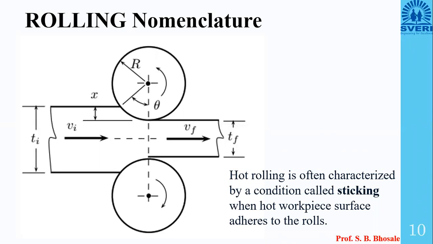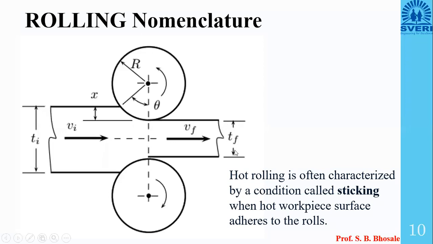Then all of you know that because of this rolling the thickness is reduced. So Ti is the initial thickness and Tf is the final thickness. Okay, so Ti is the initial thickness, Tf is the final thickness, Ui initial velocity, Uf final velocity. This is the angle of contact, or we can call it the contact angle theta. And x, one of the important parts, we can call the reduction in thickness. Okay, so from this to this, this much reduction takes place.